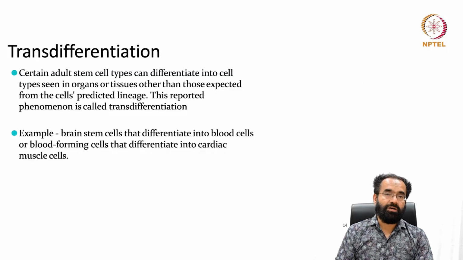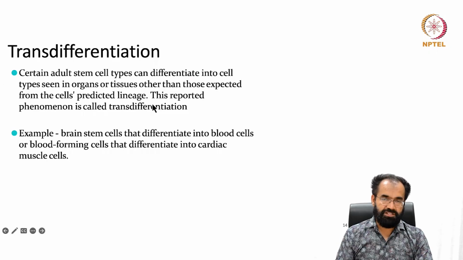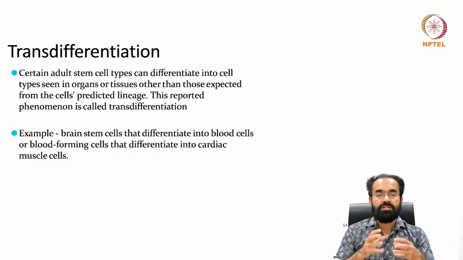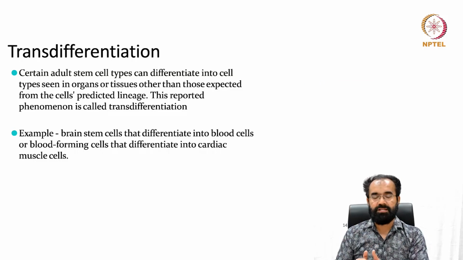And let us see what is trans-differentiation. Trans-differentiation is a very interesting concept, that certain adult stem cell types can differentiate into cell types seen in organs or tissues other than those expected from cells of the predicted lineage. This reported phenomenon is called trans-differentiation. In a simplistic sense, say bone marrow stem cells give rise to all blood related cells, what we have seen.